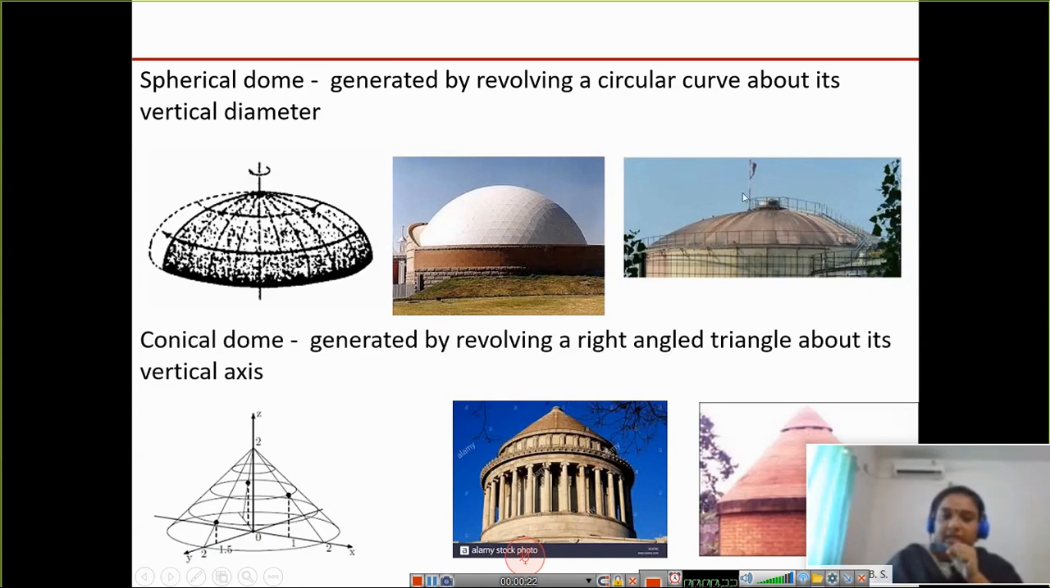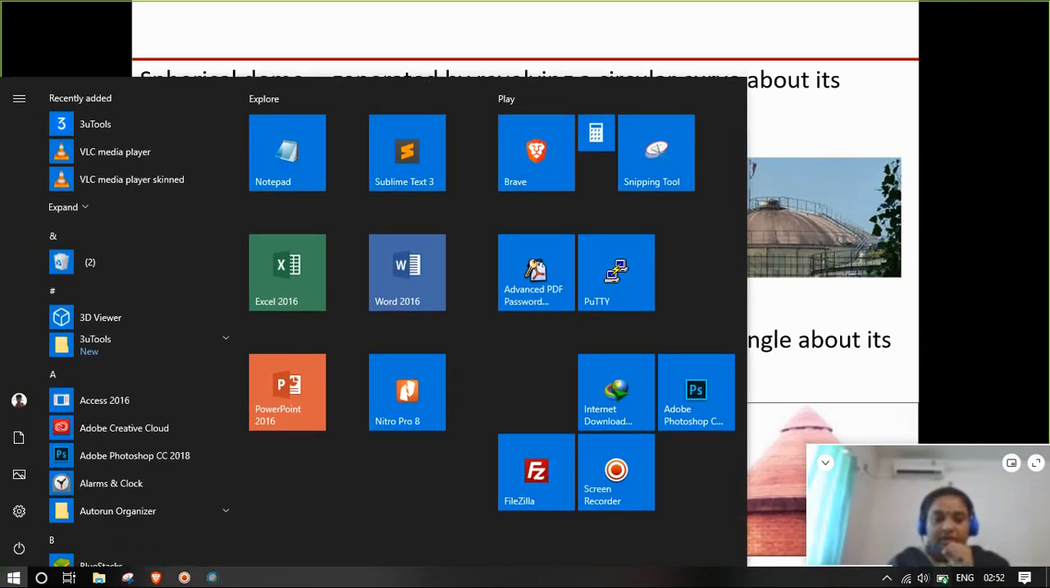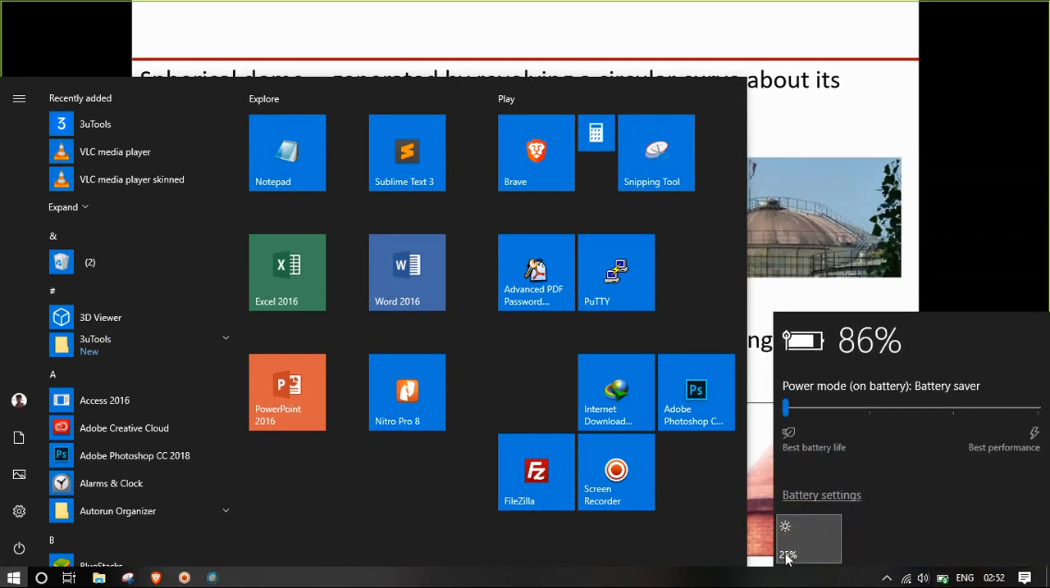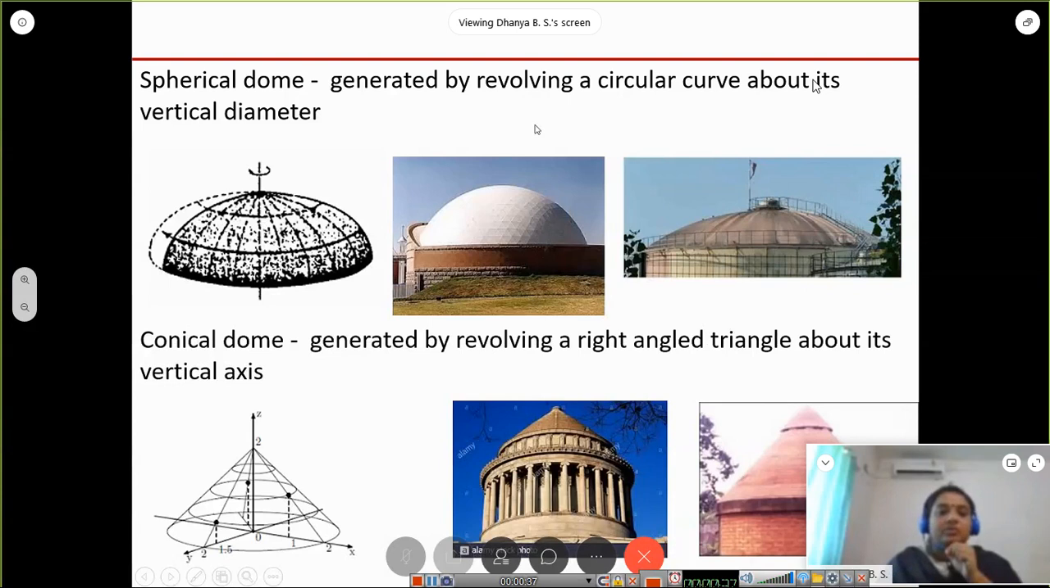So the spherical dome is generated by the revolution of a circular curve about its vertical diameter. So here this curve is getting rotated about this axis in this direction. You will get a spherical dome like this.